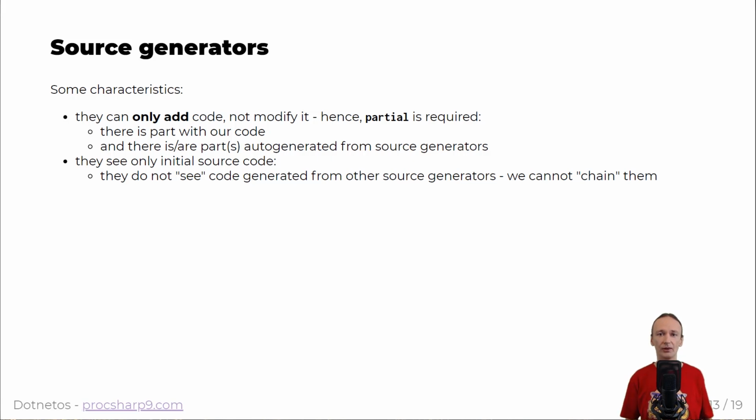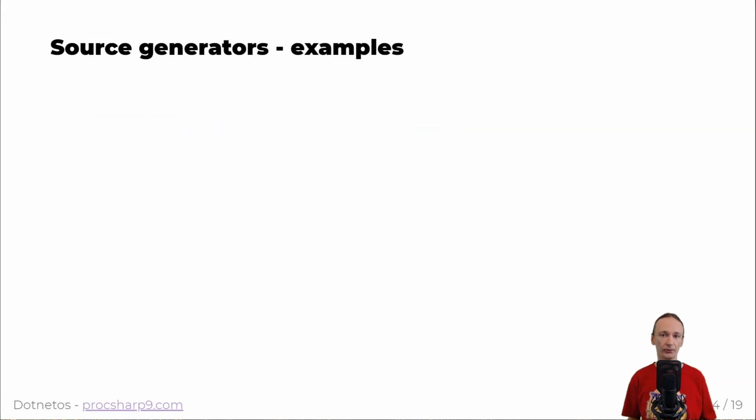Every source generator has as an input the original source code. It can additionally analyze any other data, and it will add code to the initial data without knowledge of what other source generators are adding to the same source code. Let's look at some examples of source generators.